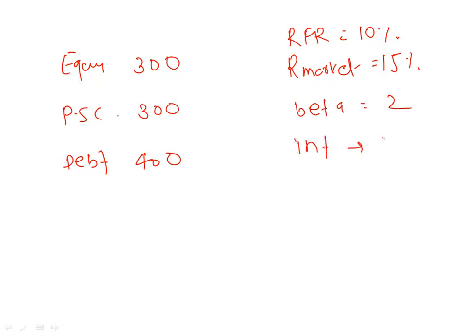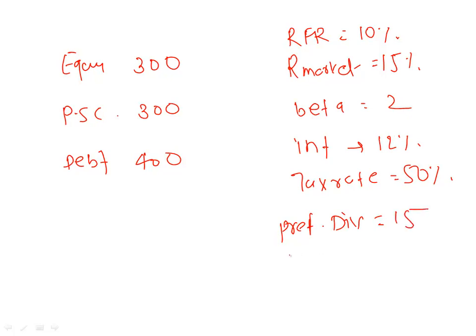Interest rate is 12%. Tax rate is 50%. Preference dividend is 15 rupees. Market price of preference share is 120 rupees. Calculate weighted average cost of capital.